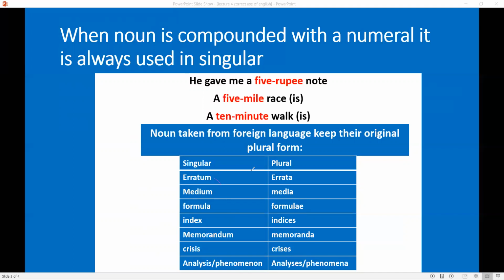If erratum is used, singular. If medium is used, singular. If media is used, plural. If errata is used, plural. So accordingly, we will use singular or plural word with them.